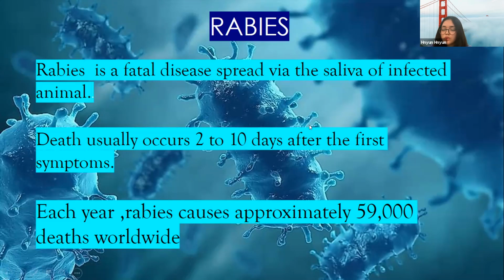So who is spreading the rabies virus? Any kind of mammal can spread the rabies virus, but among them, dogs are the main source of human infection. And according to a WHO survey, nearly 60,000 people are killed by rabies infection. And to say more, a person usually dies within 2 to 10 days after the first symptoms appear.